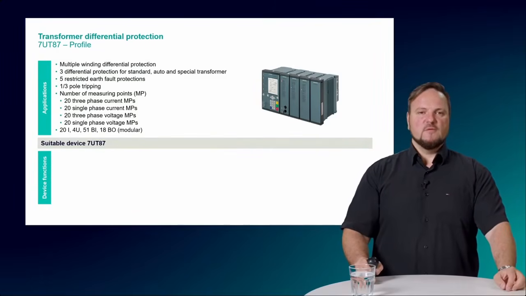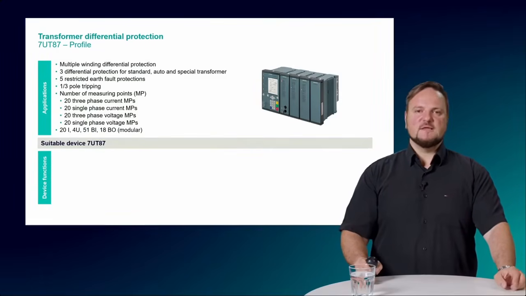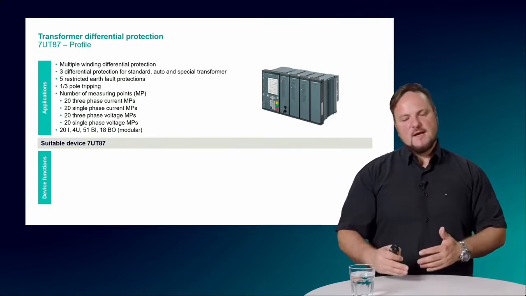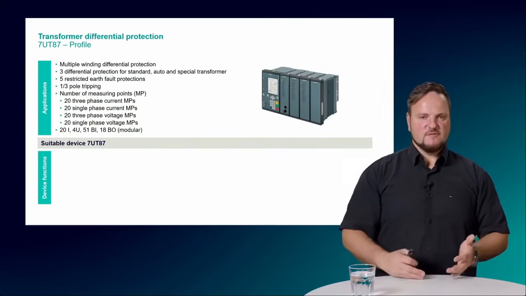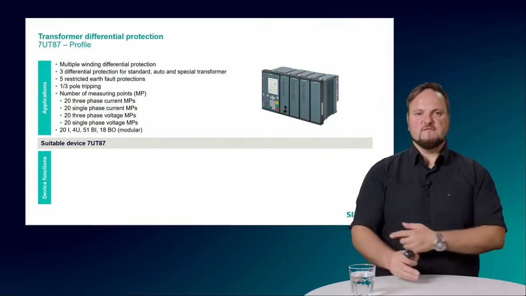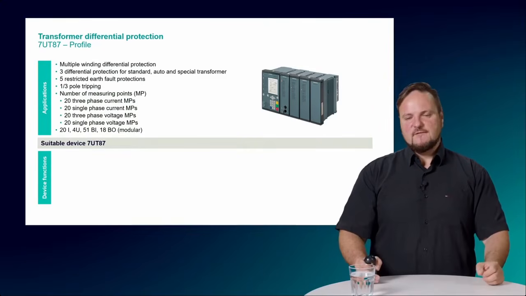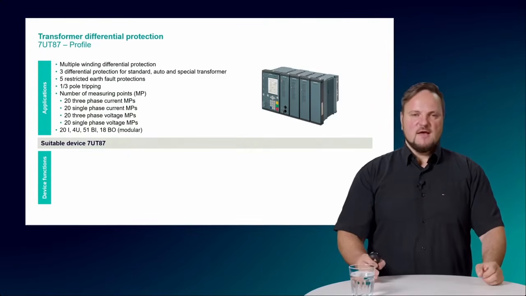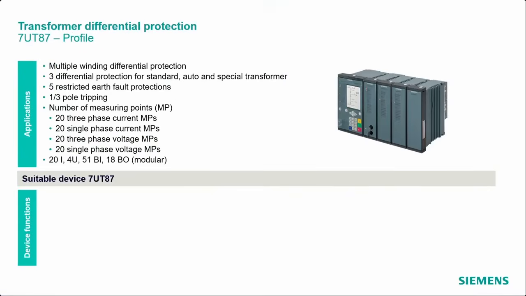We have also the 1-3 pole tripping functionality, especially when you are using the line protection, the distance protection, and you are using that device in a high voltage application. So that means as well as the line protection devices with the 87 series here, the transformer protection devices also support the 1-3 pole tripping functionality. And here you see the many more measuring points. So this is a limitation.